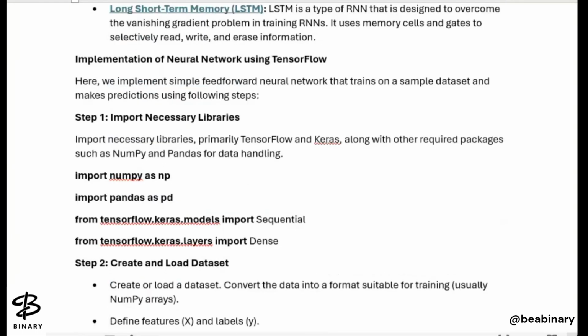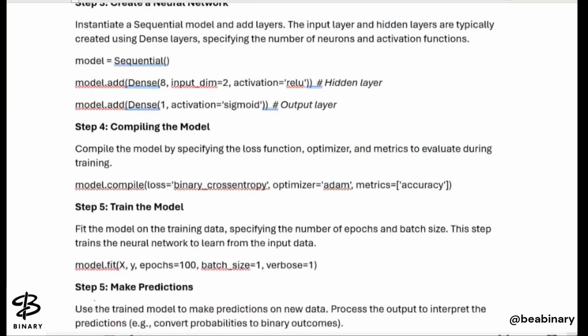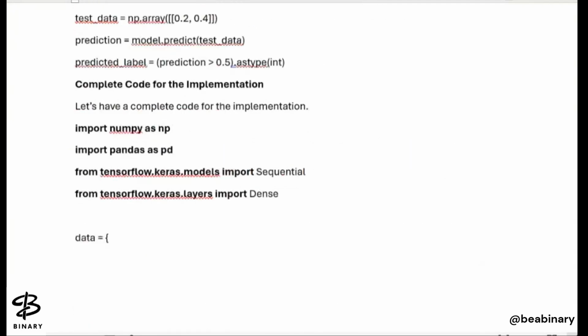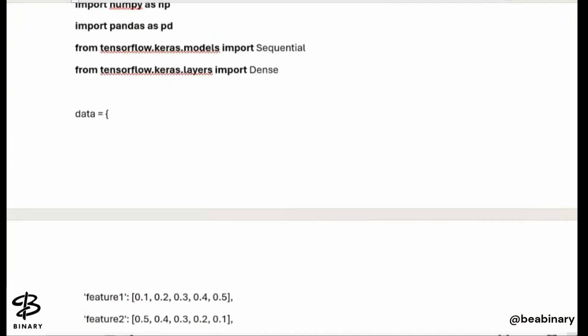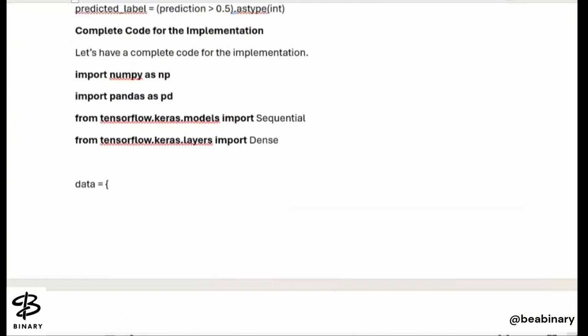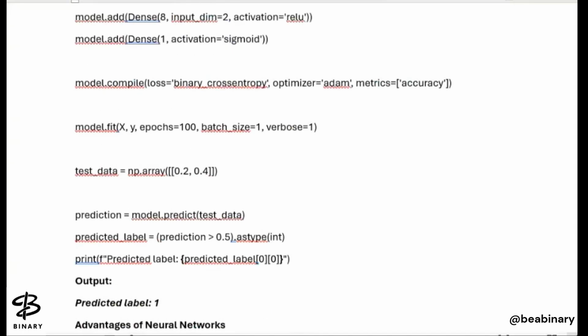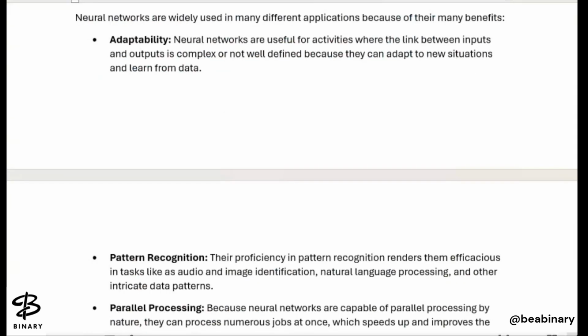Create a neural network, compiling the model, train the model, make the predictions, complete for the implementation under the NumPy and the Pandas Python libraries, right? So this code need not be done.